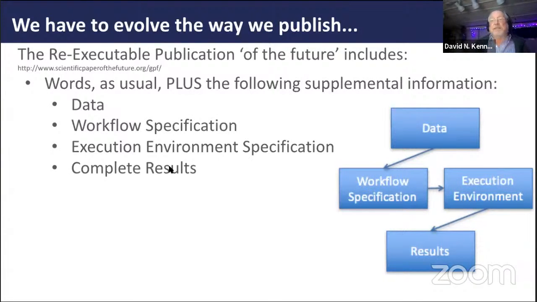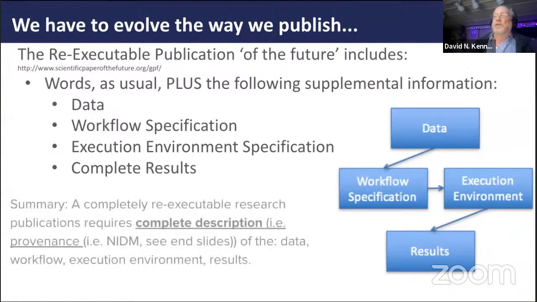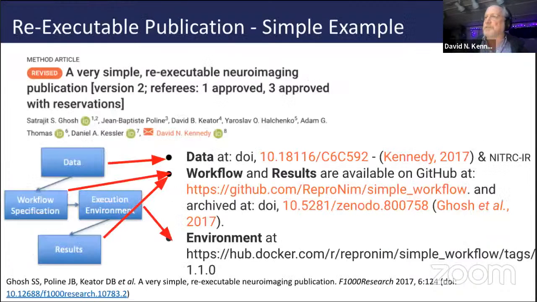And we have to provide that complete set of results, not just the story you tell about it, because that makes a good story, and that's important, but the complete set of results is what's necessary in order to, 1, verify that it's reexecutable, and 2, to support the negative findings and the anti-findings and the mixing and matching of findings across the complete set, as opposed to the garden path story that you tell about the results that make sense to you. So we need a completely reexecutable research publication that requires the complete description, the provenance of the data, workflow, execution, environment, and results.